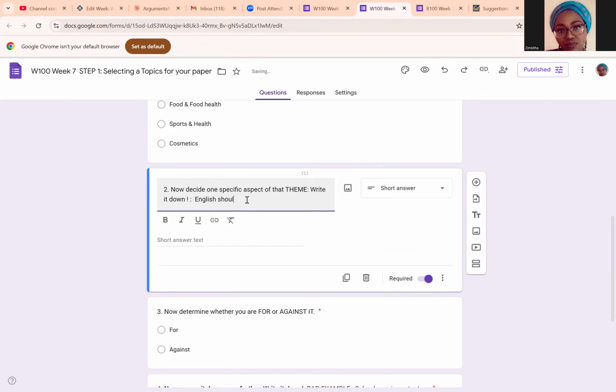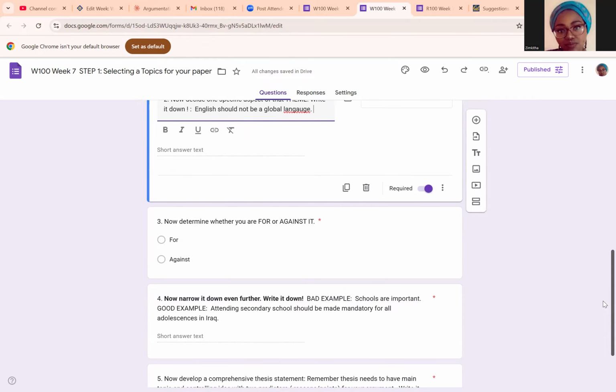English should not be a global language. Because right now English is the hegemon. It is a global language. It is practiced everywhere. It's the language of politics, commerce, exchange. So maybe that's the topic. English should not be a global language. Is it arguable? Yes, it is. Because some people will be for and against it.